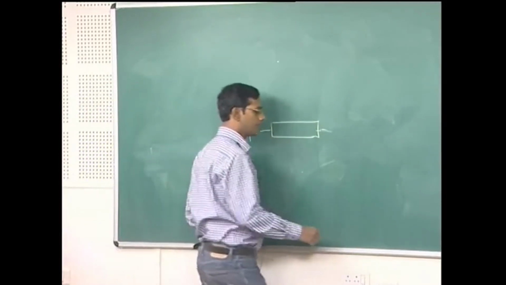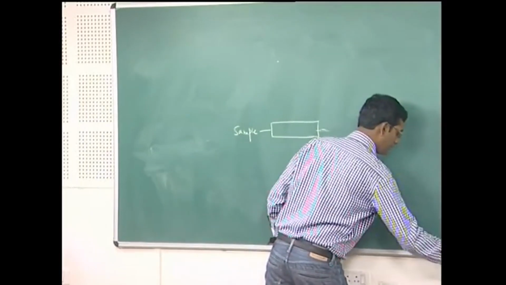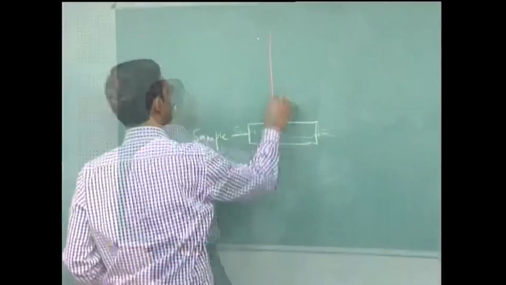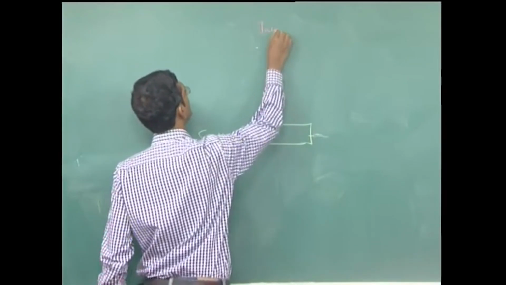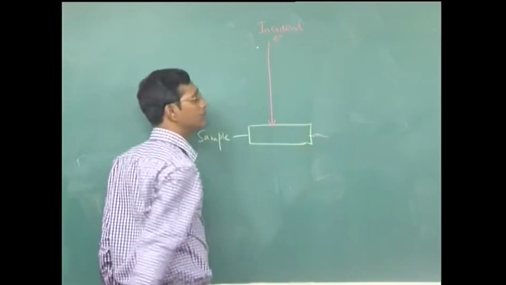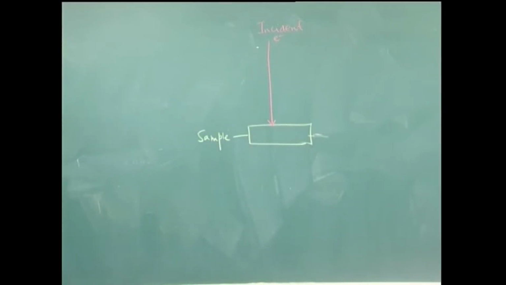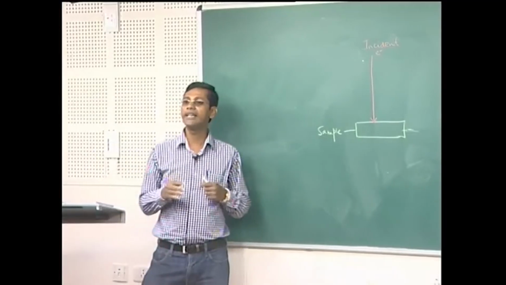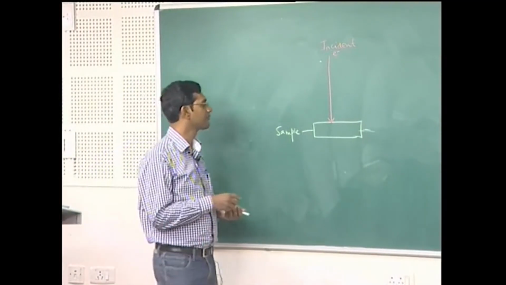and let us assume that an electron beam is falling on the sample. This is my incident electron beam. We are going to see how this electron is going to interact with the sample, because this interaction will give us an idea of how the electrons can be used for different kinds of analysis.